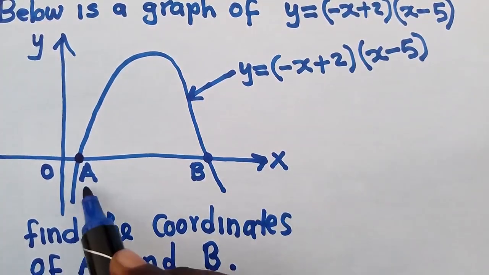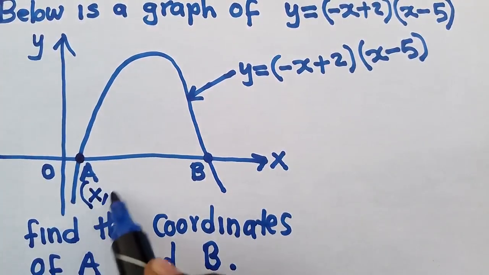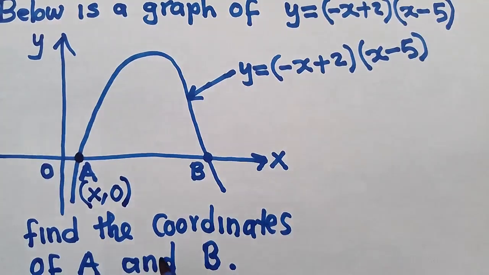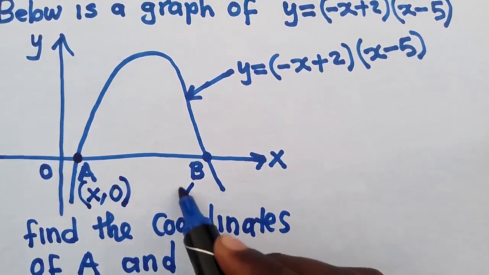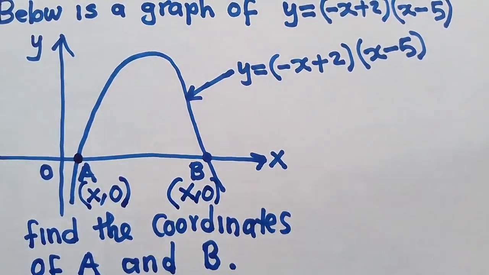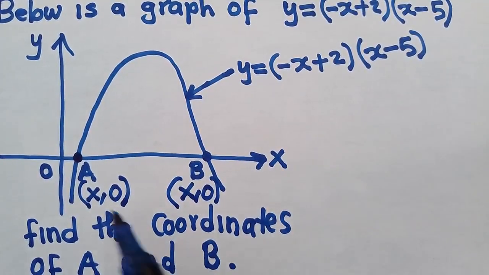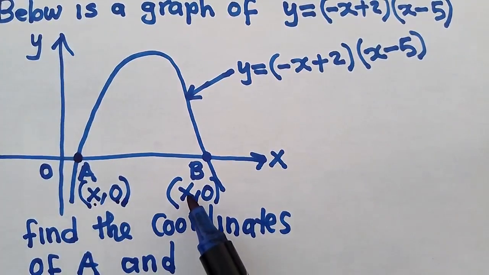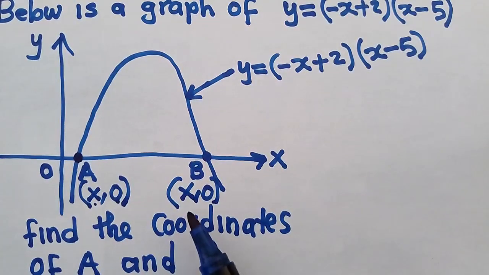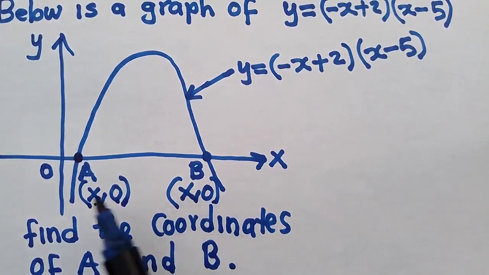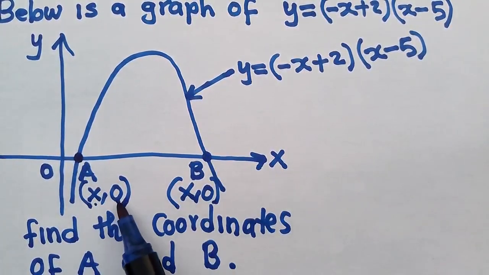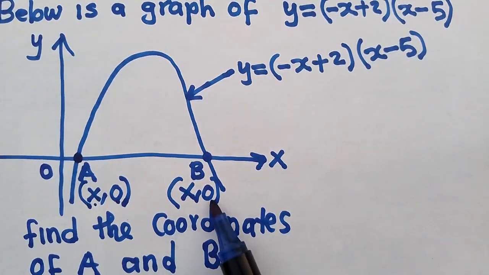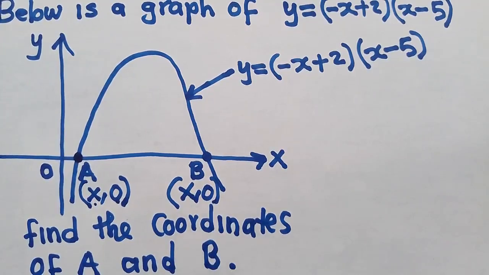So in this case, here we've got a coordinate x, 0. I know y is 0. Even here, I've got x, 0. So I know that in this case, the coordinate that is there is x, 0, and the coordinate that is there is x, 0. So the main thing here which I need to do is to find the coordinates of A and B, where I know that y is 0. Even there, y is 0.